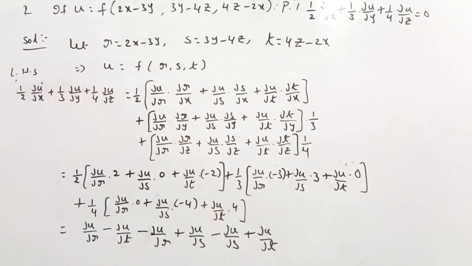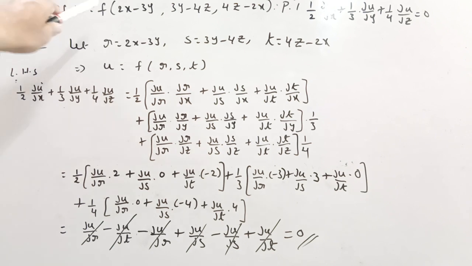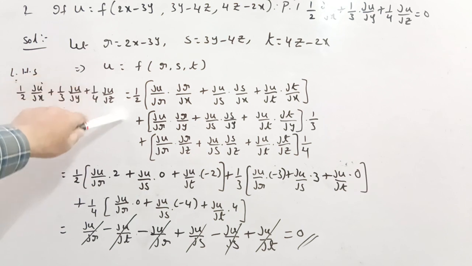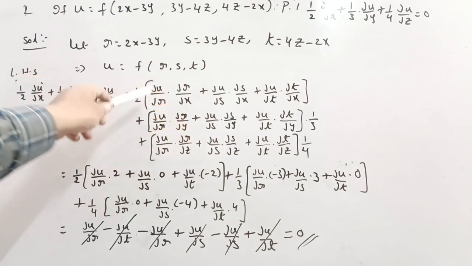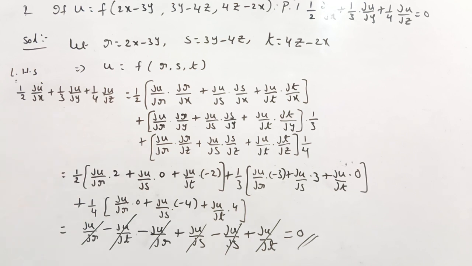Now see the values. Plus ∂u/∂r minus ∂u/∂r cancel. Plus ∂u/∂s minus ∂u/∂s cancel. Minus ∂u/∂t plus ∂u/∂t cancel. So that is equal to 0. Like that, you have to solve the given problem using chain rule. This is a very, very important formula, the chain rule formula for 3 variables. You have to remember this formula. Take it down.